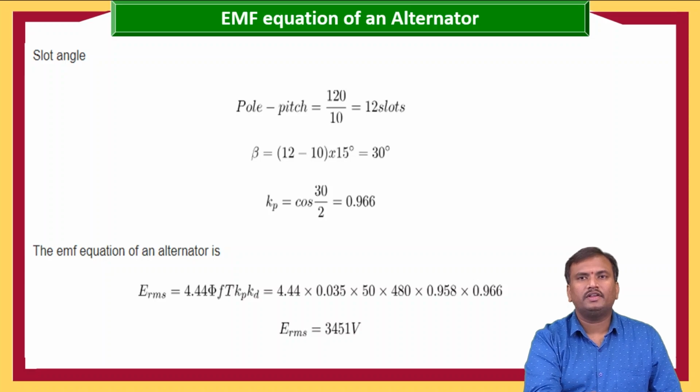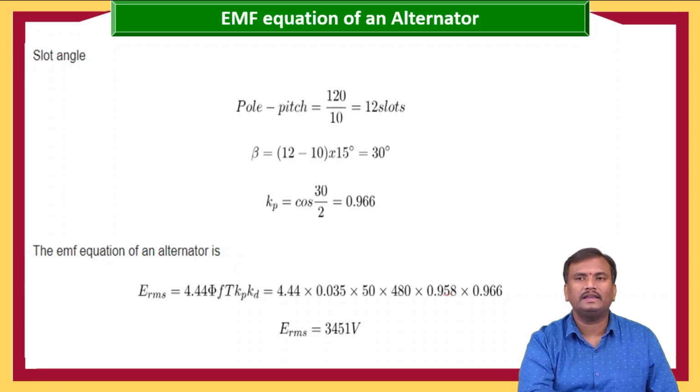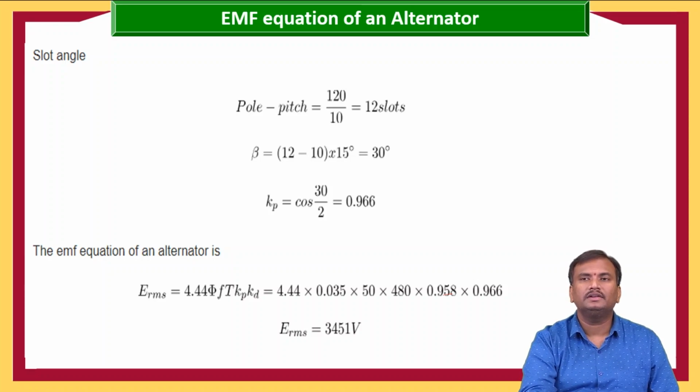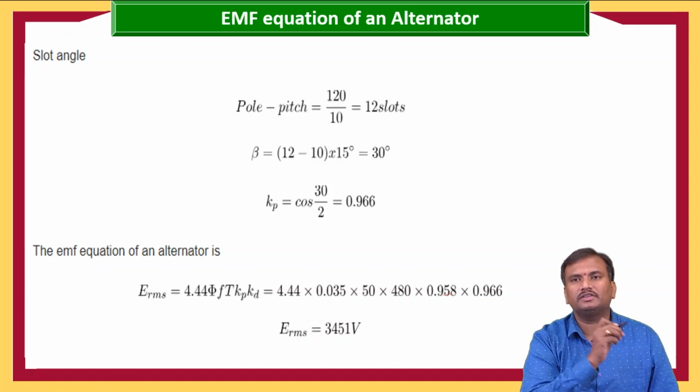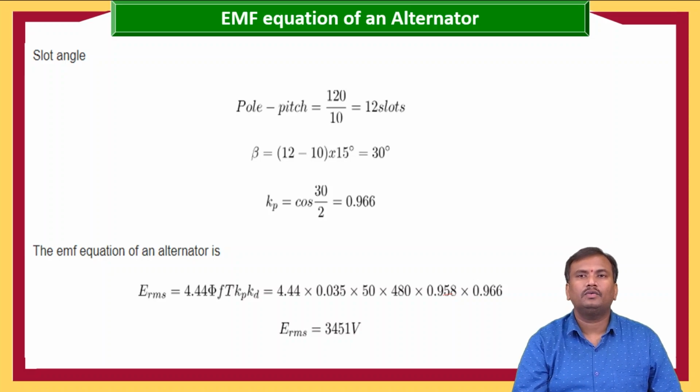Which is equal to 0.966. So the EMF equation of alternator, E RMS, is equal to 4.44 phi ft into Kp Kd, which is equal to 4.44 into 0.035 into 50 into 480, the number of turns, into 0.958 into 0.966. This is the Kp value and this is the Kd value, where E RMS value is equal to 3451 volts.